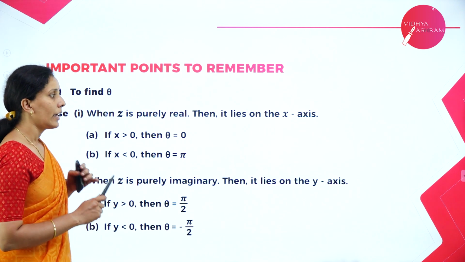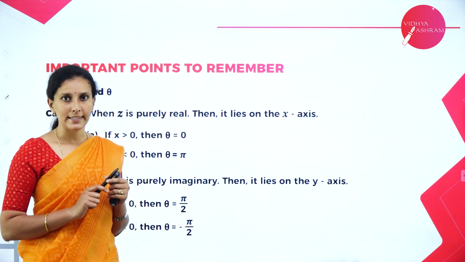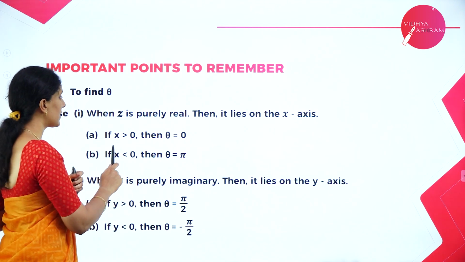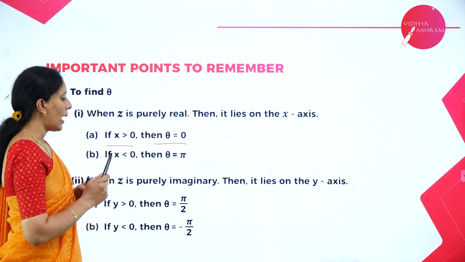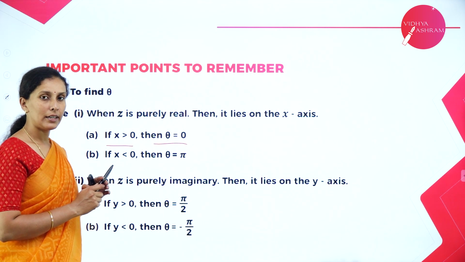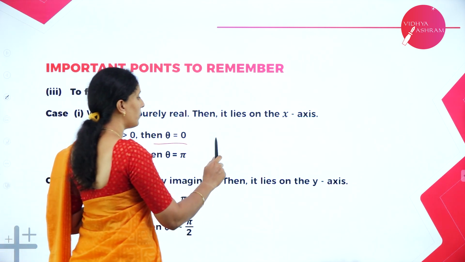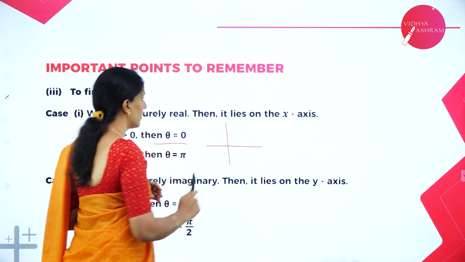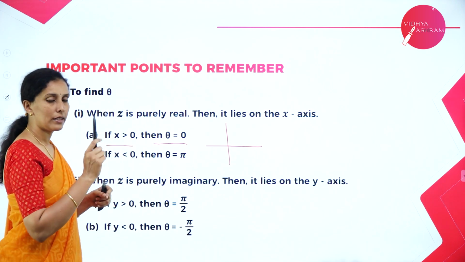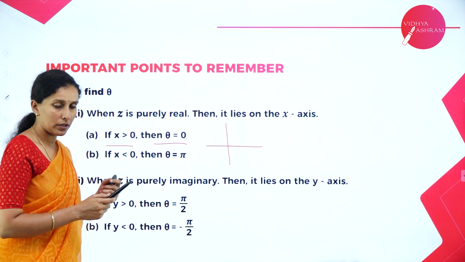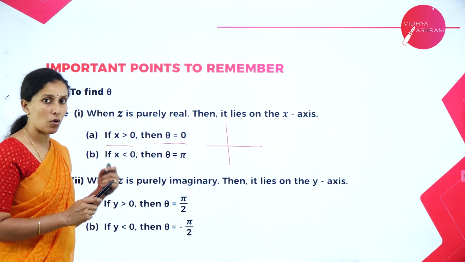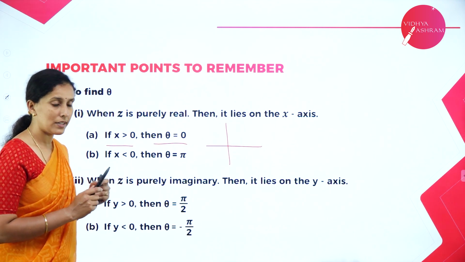When z is purely real, the point lies on the x-axis. So, if x is greater than 0, theta is equal to 0, and if x is less than 0, theta is equal to pi. Suppose you have purely real numbers, they will be in the form of z is equal to 1, z is equal to 2, z is equal to 3. So, you only have x coordinates and the y coordinate is completely 0.